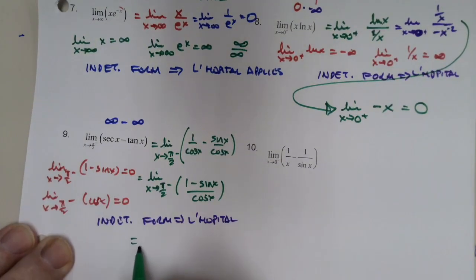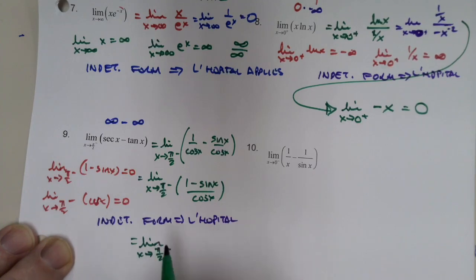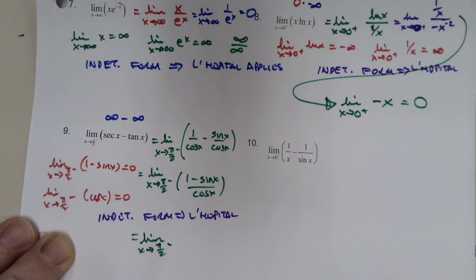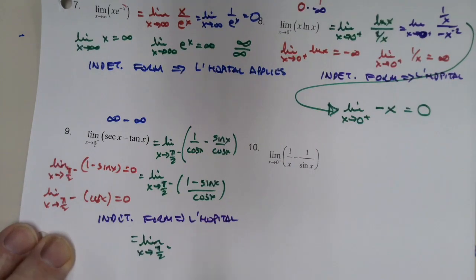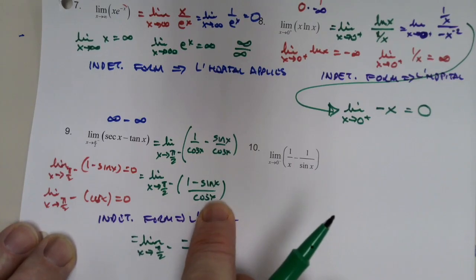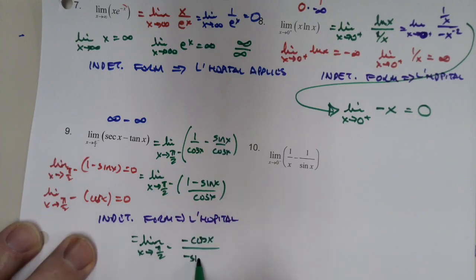L'Hopital will make this the limit as x goes to 1/2 of pi from the left. Derivative of 1, of course, is 0. Derivative of sine is cosine. Since that was a negative sign, we'll have a negative here. The derivative of cosine, though, is negative sine. And then we can simply solve this by substitution.